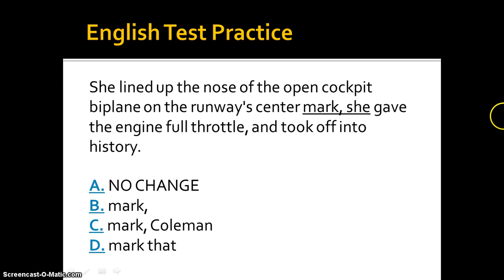Looking at the full context, we see that this sentence is a list. "She lined up the nose, gave the engine full throttle, and took off into history." When we have a list, we know that the answer is B. That's how that process goes. Make sure you're reading that full context and then plug it back in.